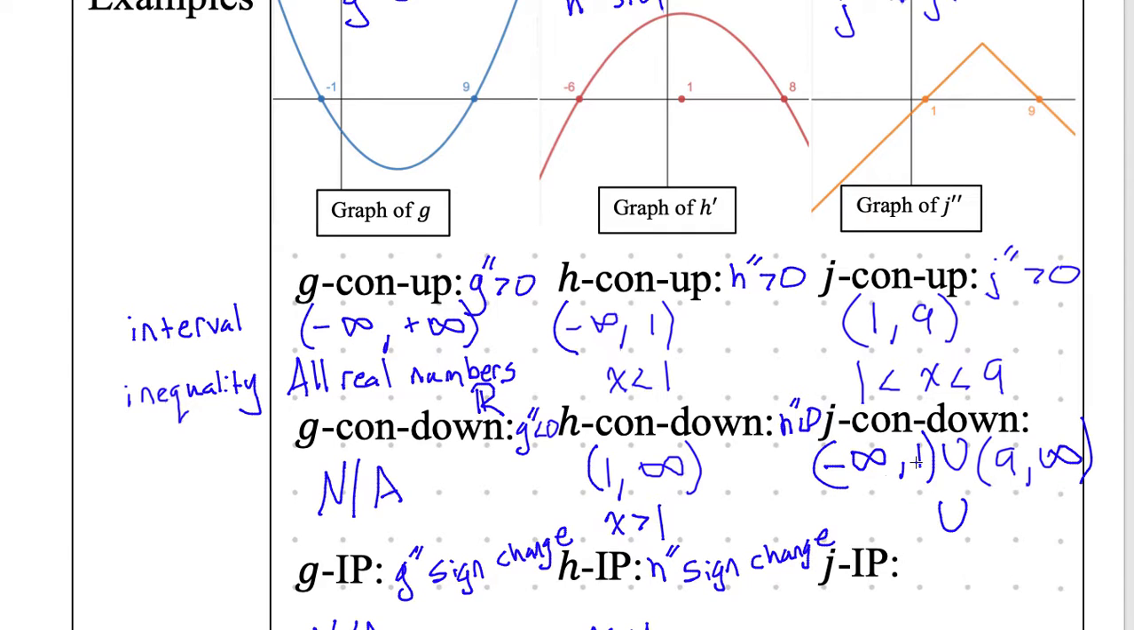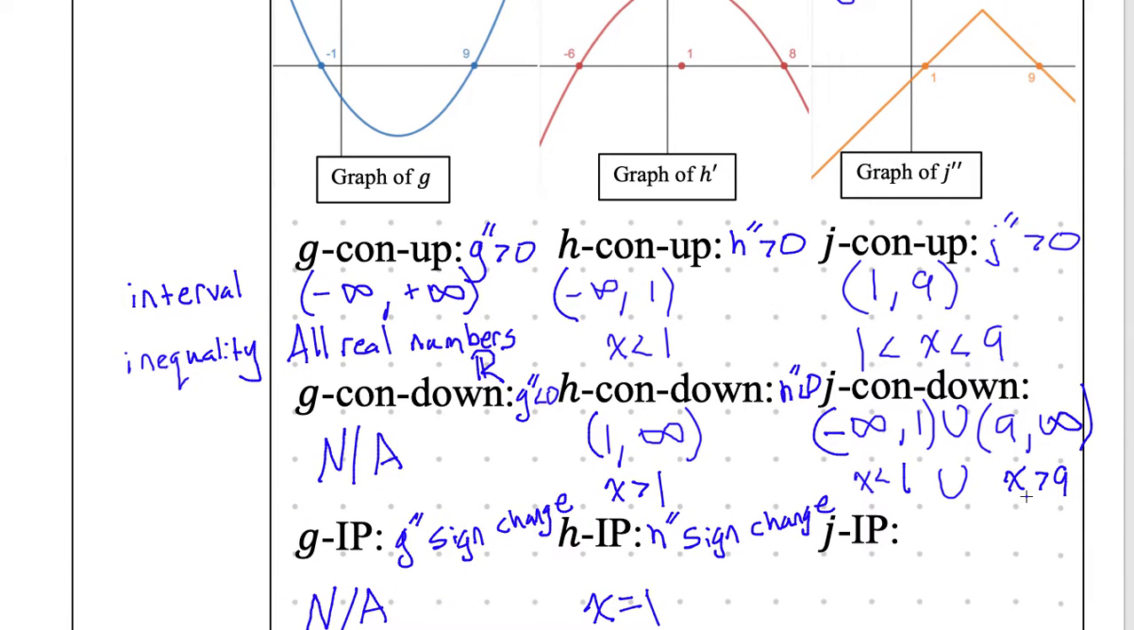How do I say everything to the left of 1? X is less than 1. And then how do I say everything bigger than 9? X greater than 9. There it is. There's your inequality notation.